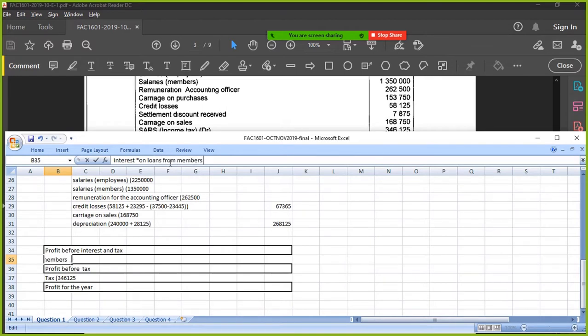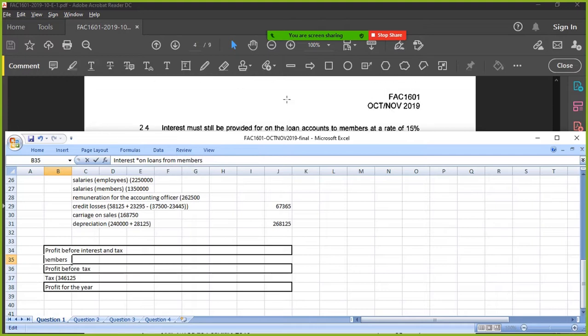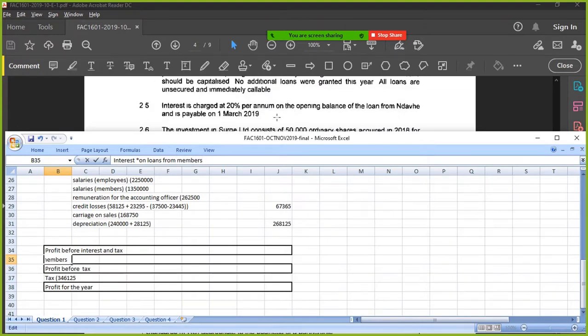Okay, members. All right, so what is it? 20% on the opening balance of the loan, payable on the 1st of March. So that's obviously next month, so it's an accrued expense. If it's an accrued expense, you wouldn't disclose it. So this would be interest that's payable basically. But you would have to show it in the income statement.